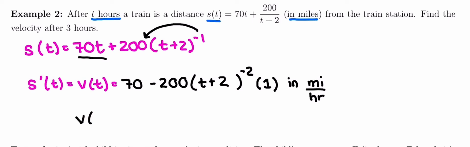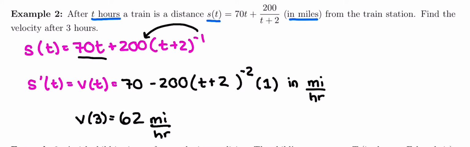And now I want to plug in v of 3. So I just grabbed my calculator. I'm going to do 70 minus 200 times 3 plus 2 to the negative 2. And then I could multiply by 1 at the end if I want to, but that doesn't change anything. For v of 3, I get 62 miles per hour.